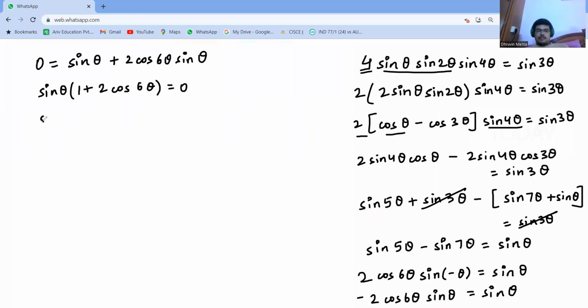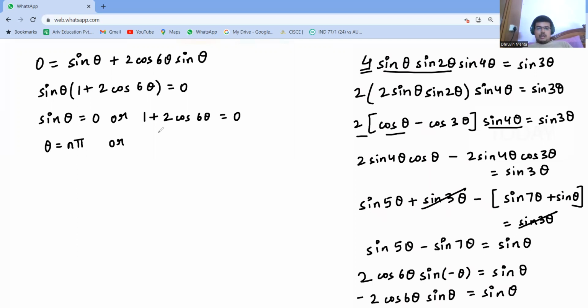Do you realize from here we can have two possibilities? One is sin theta equal to 0, and the second is 1 plus 2 cos 6 theta equal to 0. Are you guys following this? Yeah. Okay. Now we have to solve this. So sin theta equal to 0, so theta is equal to n pi. And over here we will get cos 6 theta is equal to minus half.